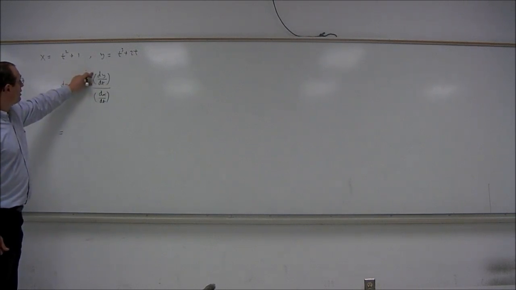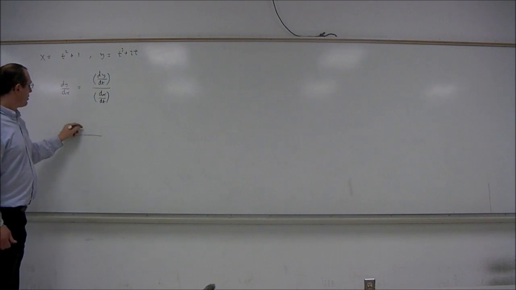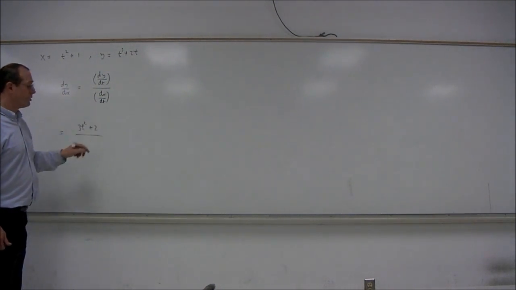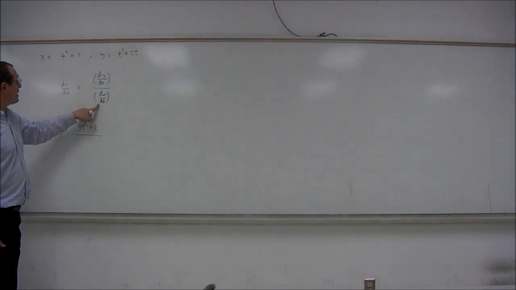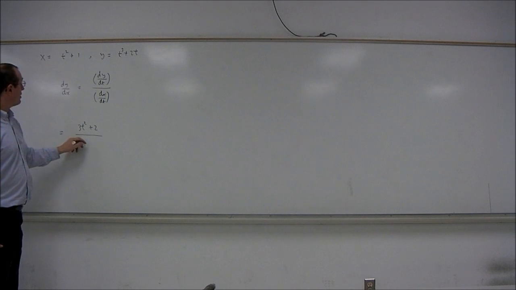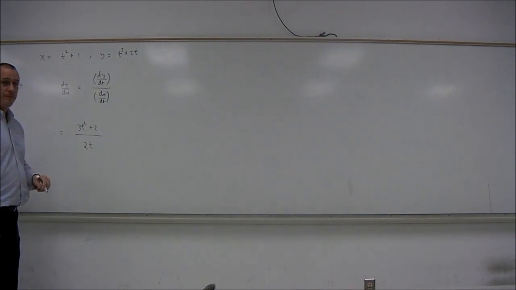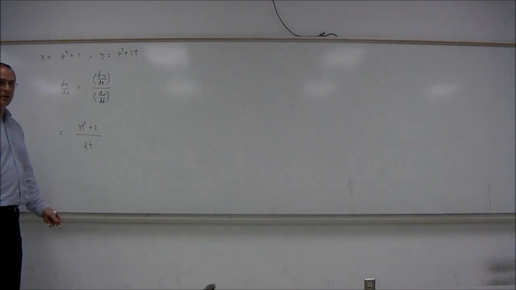dy/dt means the derivative of y with respect to t, which is 3t squared plus 2. And dx/dt is the derivative of x with respect to t. That would be 2t. So there's a formula for the slope of the curve.